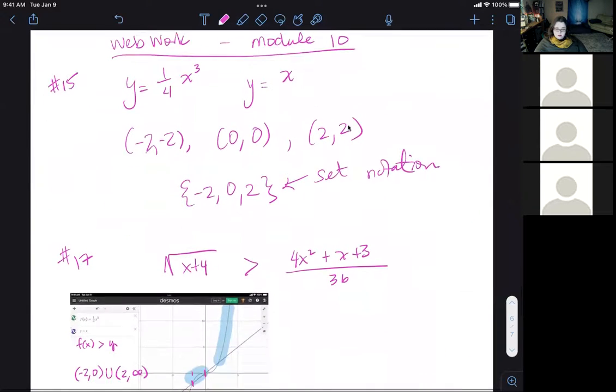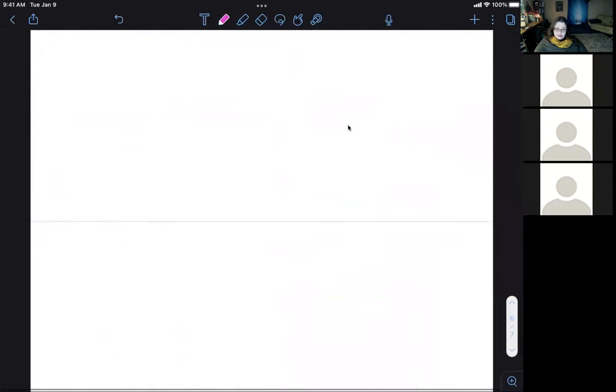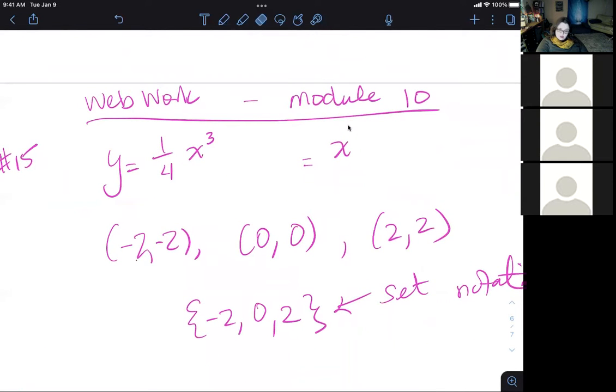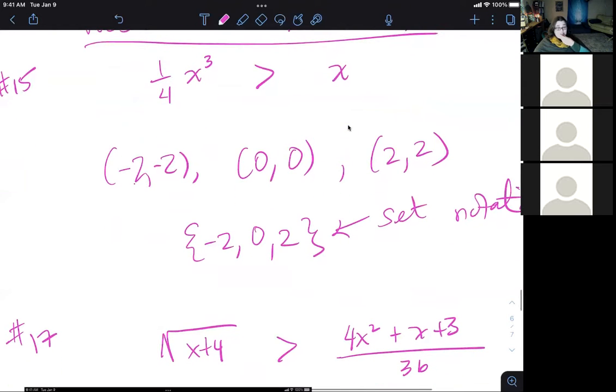For part C, yes. When is... if we took out these y's, it basically looks like this, right? Yes. So that solution then is going to be that interval.